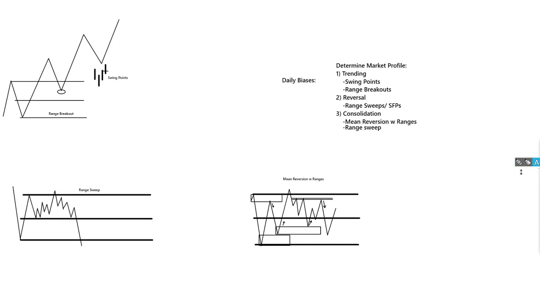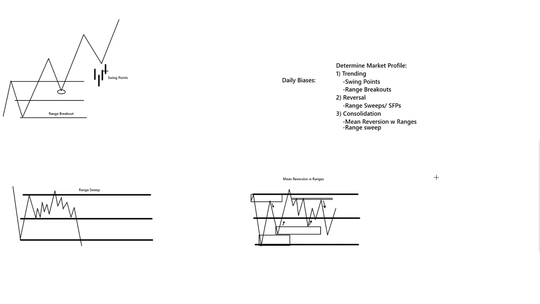So the first part to this is basically you have to determine the market profile. And the 3 market profiles I basically categorize everything in is trending, reversal, and then consolidation. I basically believe that you can encapsulate any market into these 3 profiles. And if you can't, then you might as well just sit out. Because if you can't classify it into one of those 3, then it's pretty much just unclear to you, or it's choppy, or it's just not tradable price action at that time, right? So there's no harm in just sitting out.